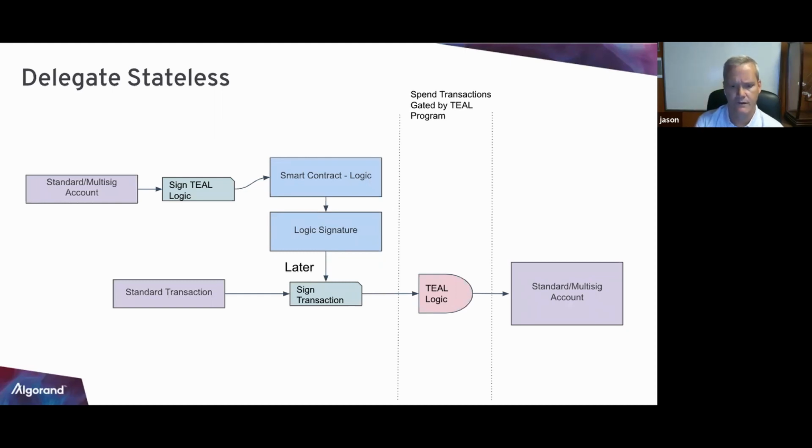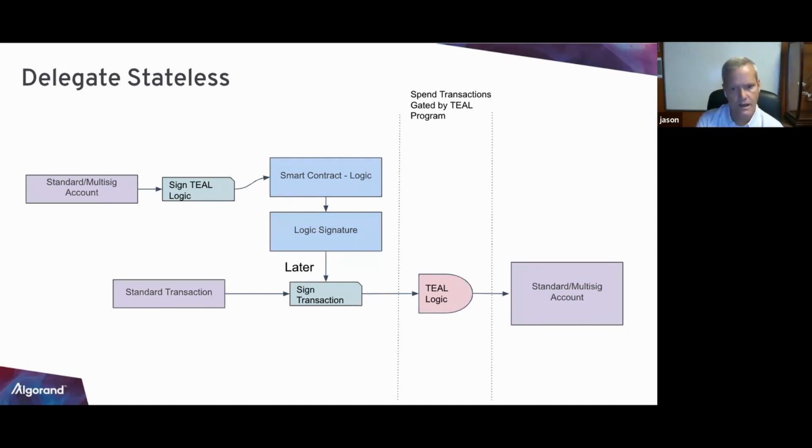What we typically use a delegate signature for is things like recurring payments. Let's say you have a power bill every month and you want the power company to submit the transaction on your behalf. Well, what you're doing is delegating signature authority. So you can say, okay, I want to let my power company take out 300 algos a month, no more, and only once a month.